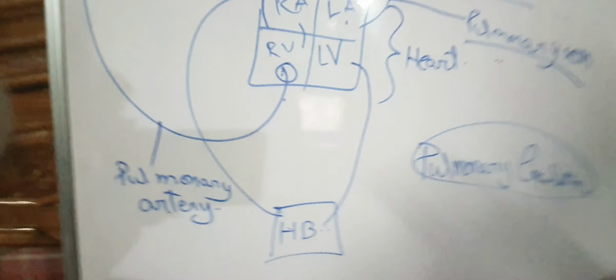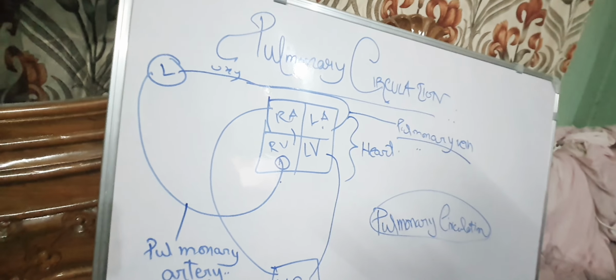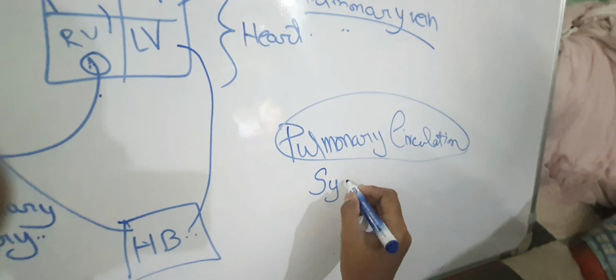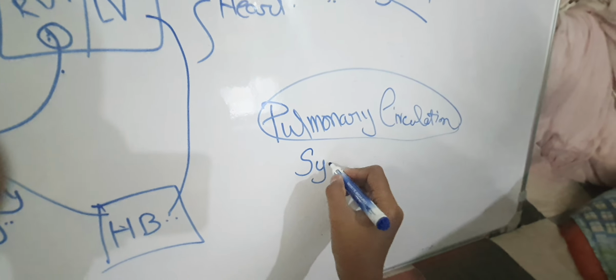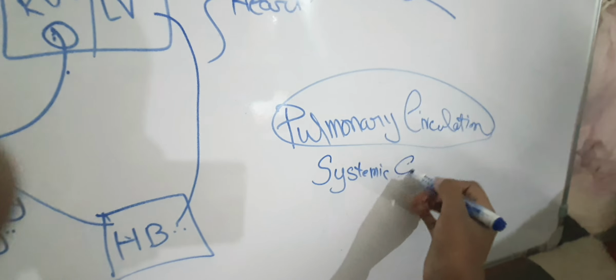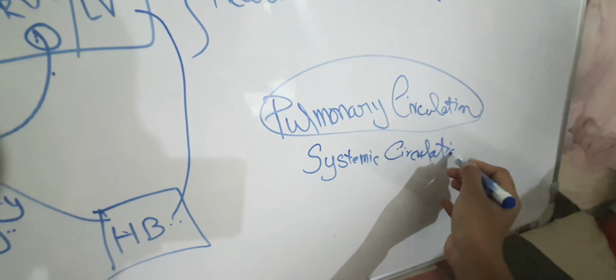And one more circulation was there, that was between the heart and the human body, and human body to the heart, which is called systemic circulation.